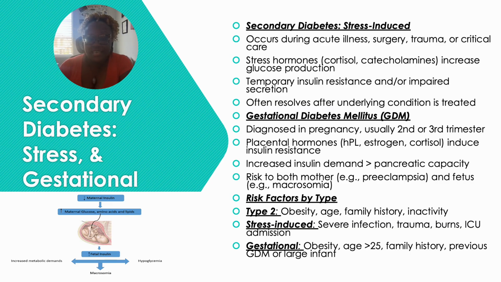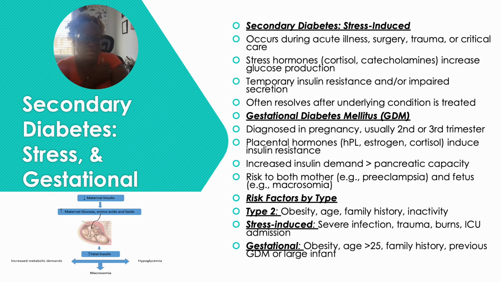Now we're going to talk about secondary diabetes, stress-related diabetes, and gestational diabetes. Stress-induced diabetes occurs during acute illness, surgery, trauma, or critical care. Sometimes we get patients that come into the hospital that are type 2 diabetics and they don't take insulin at home, and they wonder why. I just take my metformin or my glipizide or whatever other medications they may be on to treat their diabetes, and they want to know why they're given insulin when they're inside the hospital. And this is the reason.